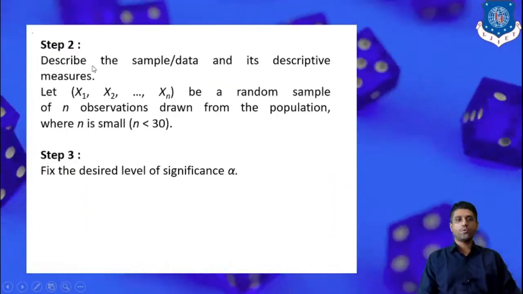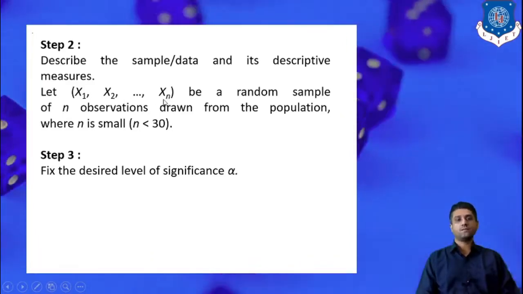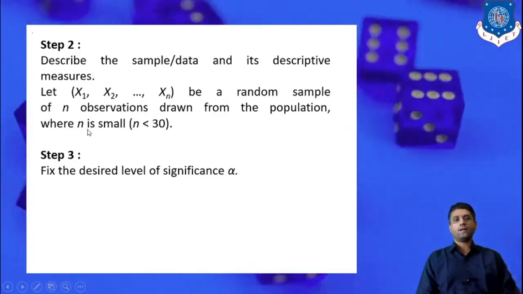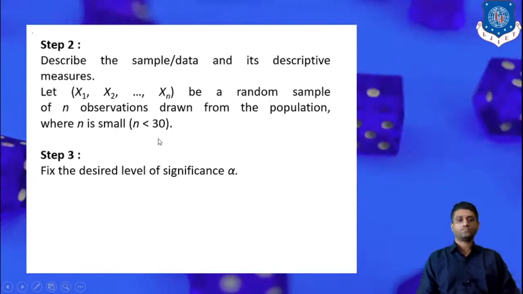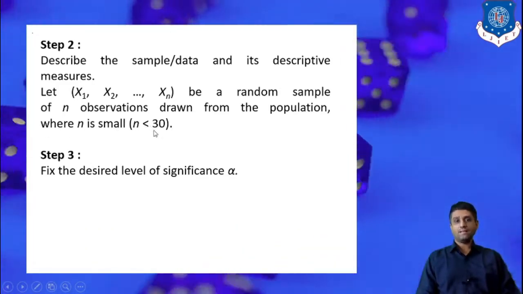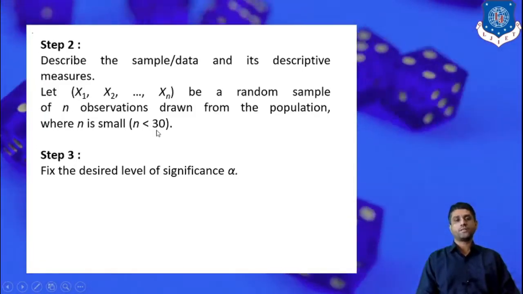Step number 2, we gather the data: let x be x1, x2, up to xn, where n denotes the total number of observations. Remember again that in this distribution the total number of observations is less than 30, as in the T distribution where n is less than 30. When n is greater than 30, we go through the Z statistic.